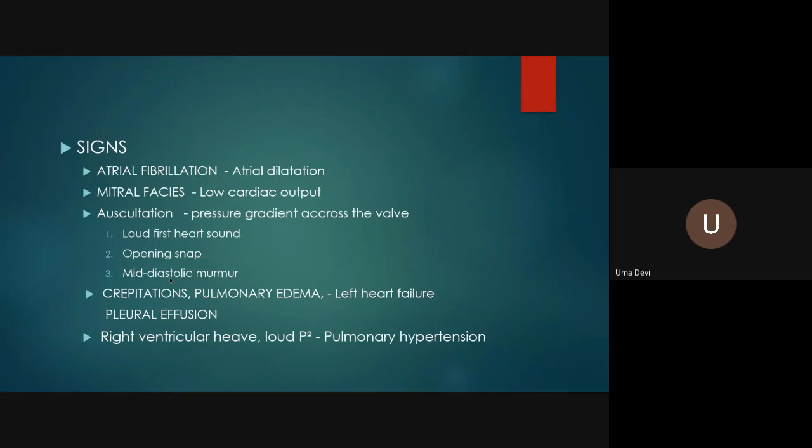And this S2-OS gap usually narrows when the mitral stenosis severity increases, and the duration of the mid-diastolic murmur also increases. Now, why is that pre-systolic accentuation? What is that due to? Atrial contraction. So when there is an atrial fibrillation, this pre-systolic accentuation disappears.